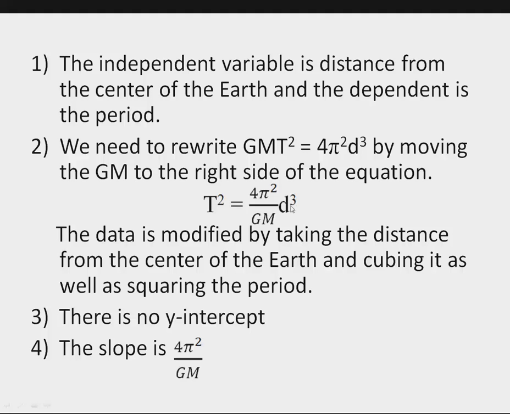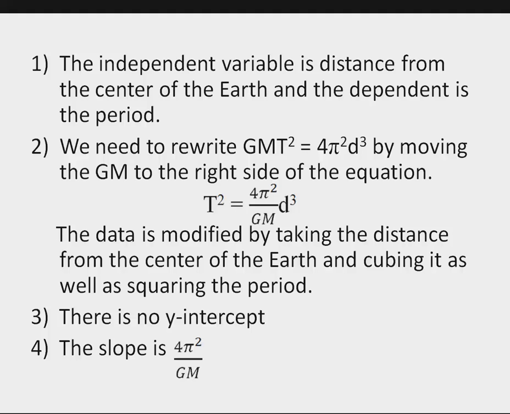Our independent variable here, d, the data for it needs to be modified by cubing it. And our dependent variable here, the period, needs to be modified by squaring all of the data. There's no y-intercept produced for this graph. That makes sense. Physically, what it's trying to tell you is that if your satellite was sitting at the exact center of the Earth, it wouldn't take any time to orbit the Earth, because it wouldn't be orbiting.